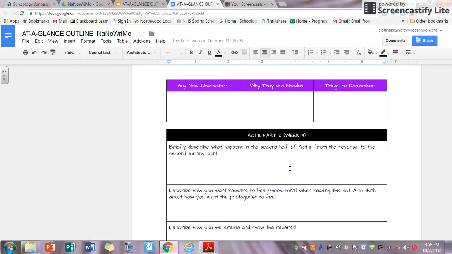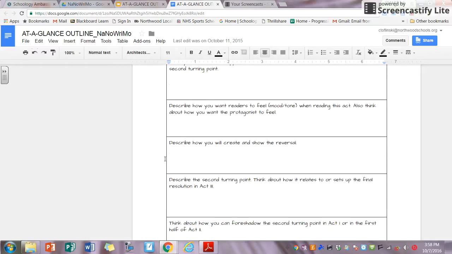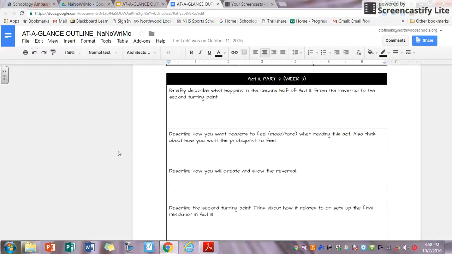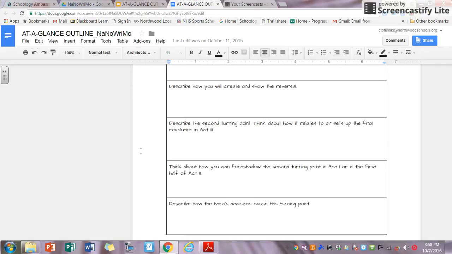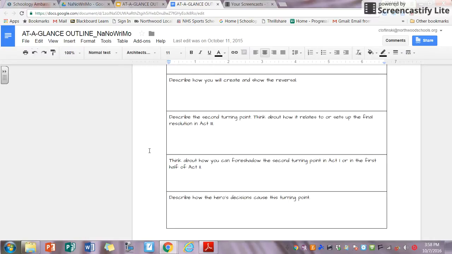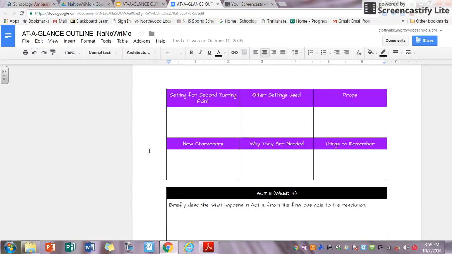Again, some more boxes. In week 3, you're going to be focusing on Act 2, Part 2. And again, this is describing what is going to happen in the second half of Act 2 from the reversal to the second turning point. You want to have a second turning point. Describe how you want your reader to feel. Once again, a lot of these questions are the same. Describe the second turning point. Think about how it relates or sets up to the final resolution. And then more little boxes.